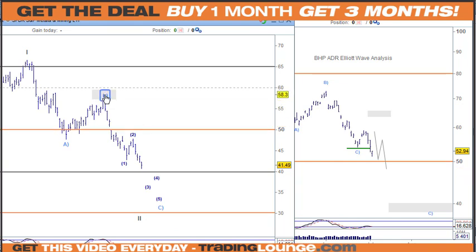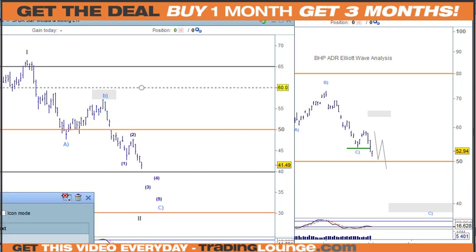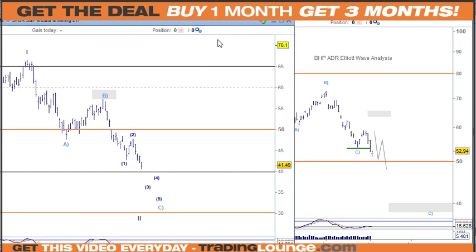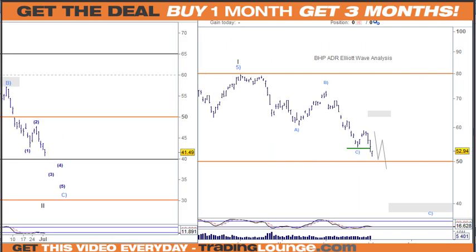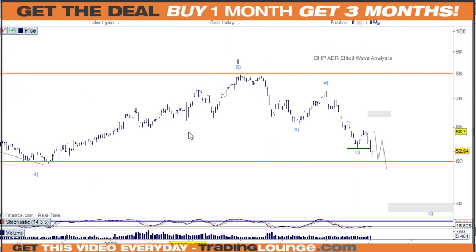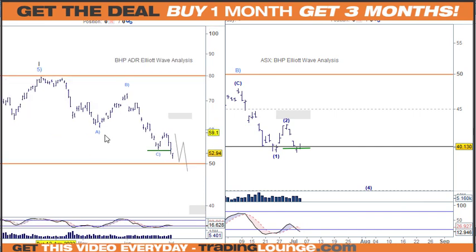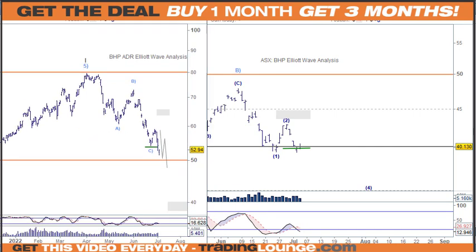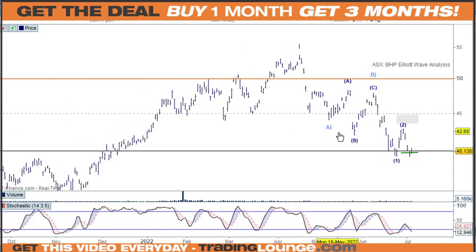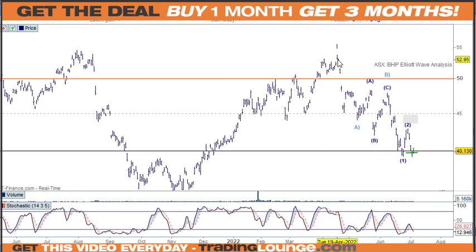I should just change that to the other B. So yeah, just to let you know, it's just nice to know that you can kind of see other things working together in a way. So when we look at the Australian BHP, this is quite different at this point here, but we still need to go from this April top over here.